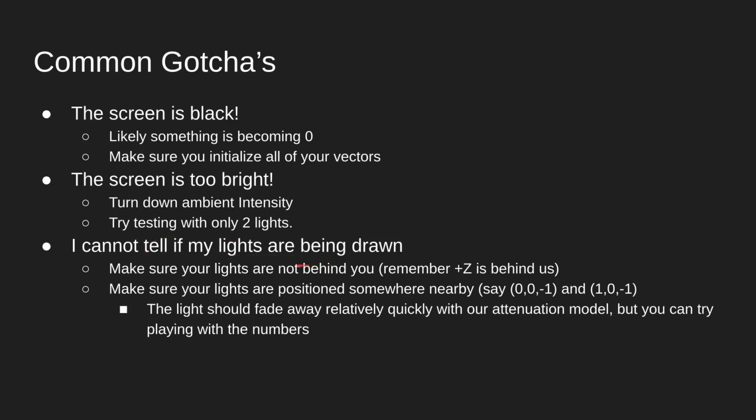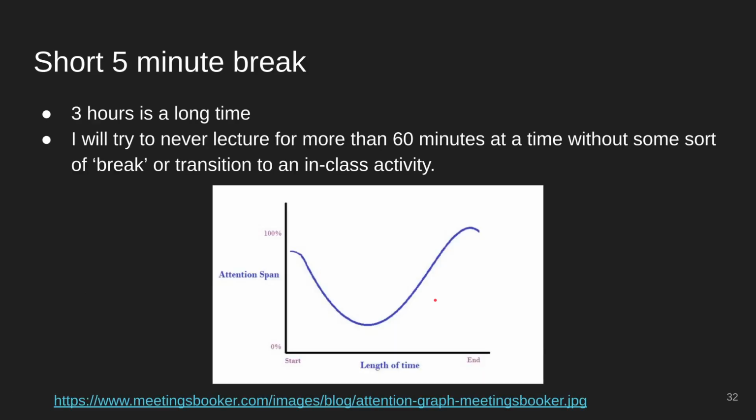If you can't tell your lights are being drawn, think about your coordinate system. The positive z direction again is behind us, where our camera is looking. And start with positioning your lights somewhere nearby that's reasonable: 0, 0, -1, 1, 0, -1, etc. You can print out the positions in the console, print where your camera is, and use that to debug the graphics scenes. Okay. So with that, if you haven't already, do give yourself a 5-minute break if you'd like.